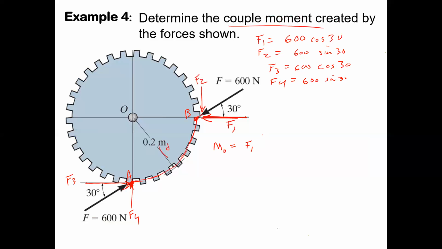Trent, what's the moment arm for F1 about point O? 0. Yeah, good. And then it's going to be F2. What's the moment arm for F2? Again, it's a weird problem. I hate this problem. But it's 0.2, right, away from the origin. So what's the moment arm for F2? Yeah, 0.2.